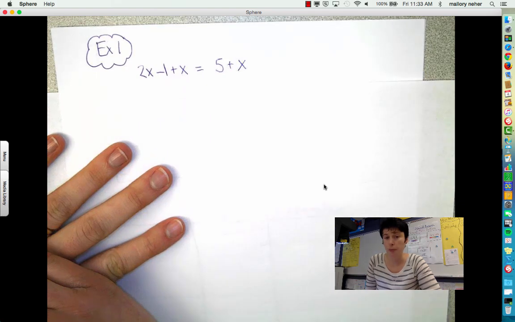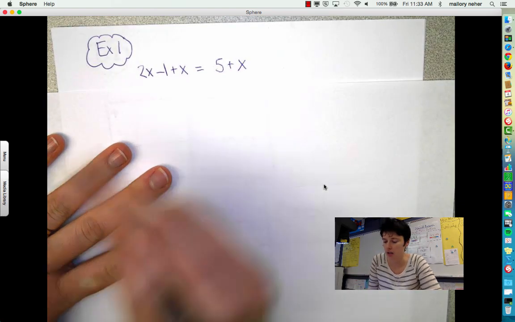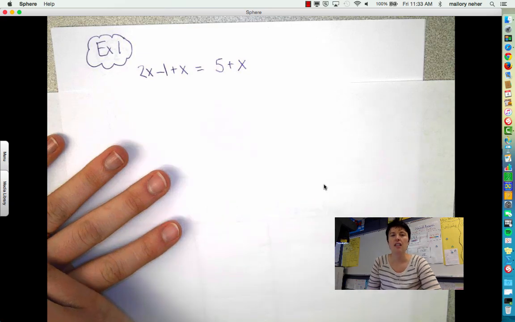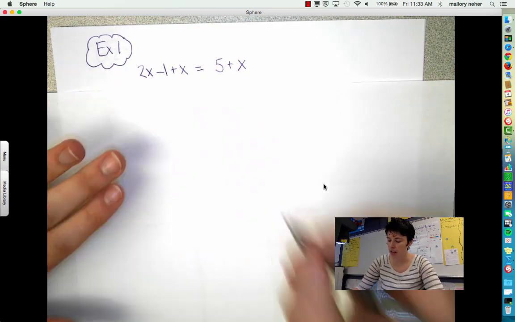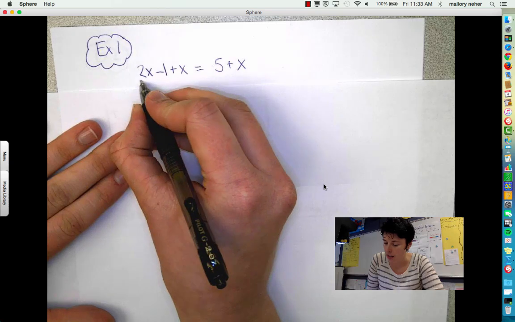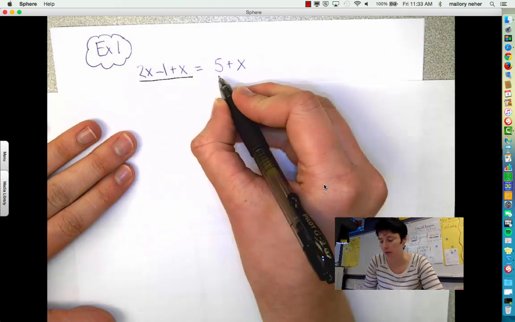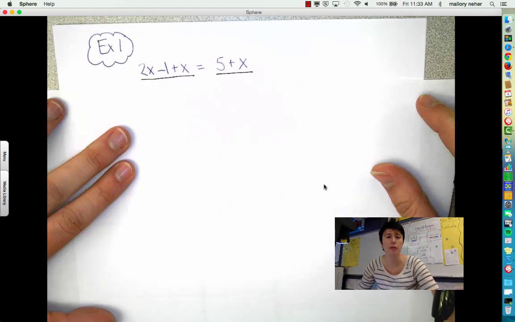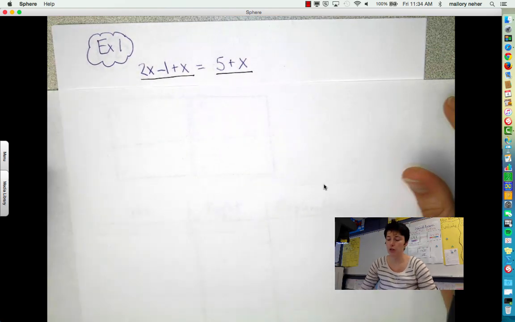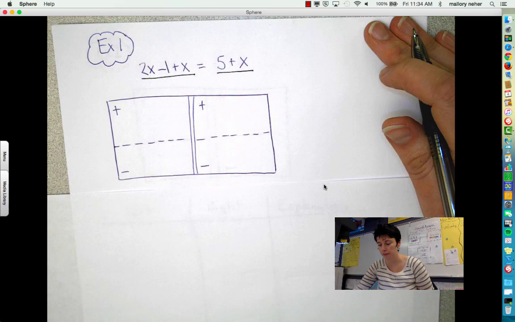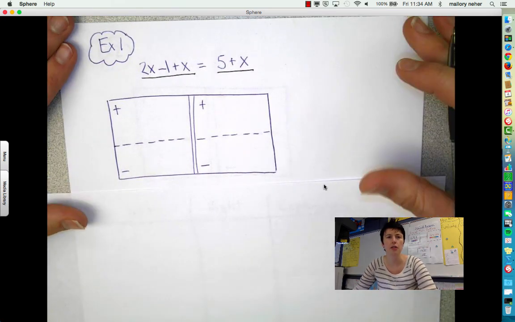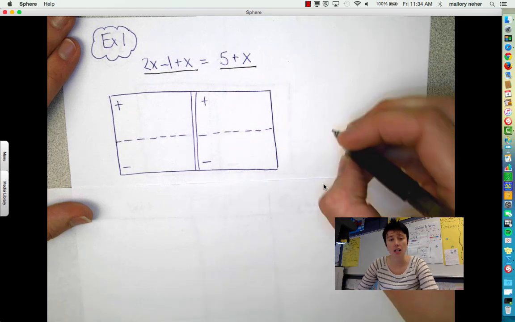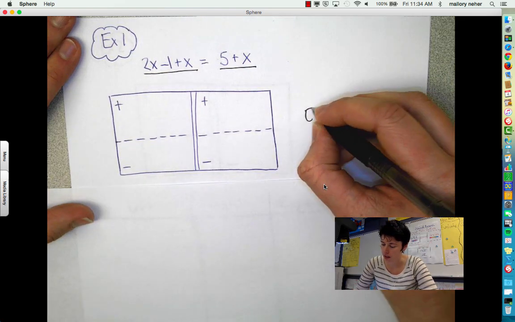So our first example that you should write down here is 2x minus 1 plus x equals 5 plus x. These two things are equal to each other. We are saying that 2x minus 1 plus x is equal to 5 plus x. And so what we're going to do is what we've been learning in class. We're going to make a visual of this. We're going to draw out what it looks like for these two expressions to be equal. And we're going to draw this on something that we call an equation mat. So that's what this is, an equation mat.